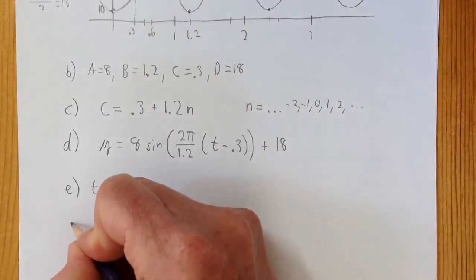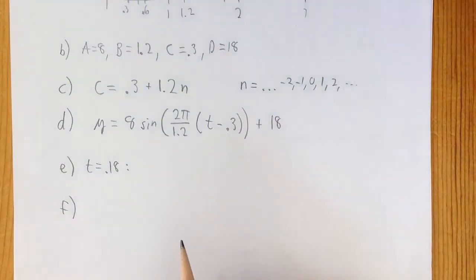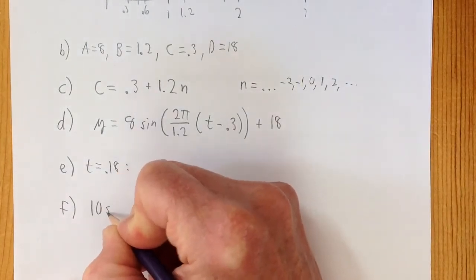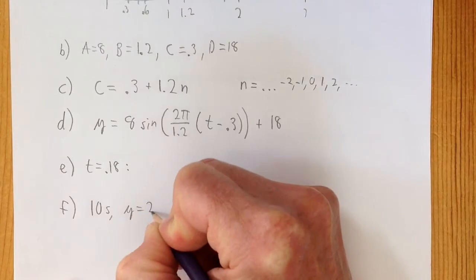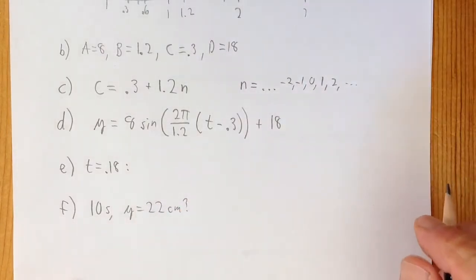Okay, then finally, F is the trickiest one. During the first 10 seconds, how many times will the weight be exactly 22 centimeters above the floor? Okay, so the first 10 seconds, when will Y equal 22 centimeters? How many times? This is where having the picture really helps.